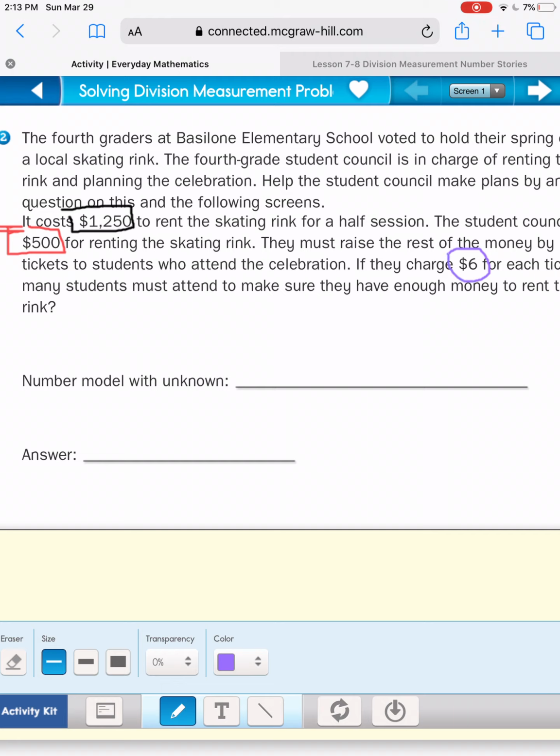So we need to figure out how many tickets need to be sold so that way they can raise enough money to get the $1,250. So I'm going to give you guys a moment to think of what your number model with an unknown may be, and then we'll solve it together. Go ahead, boys and girls.